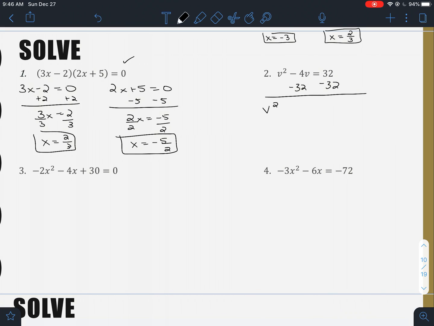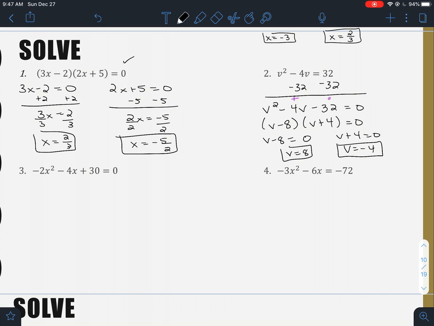On number 2, it doesn't equal 0, so my first step will be to subtract the 32 from both sides. So I have v squared minus 4v minus 32 equals 0. Now factor. Can you multiply to negative 32 and add to negative 4? Yes, negative 8 and positive 4, so (v - 8)(v + 4) = 0. So either v - 8 = 0 or v + 4 = 0. So my two answers are v = 8 or v = -4.